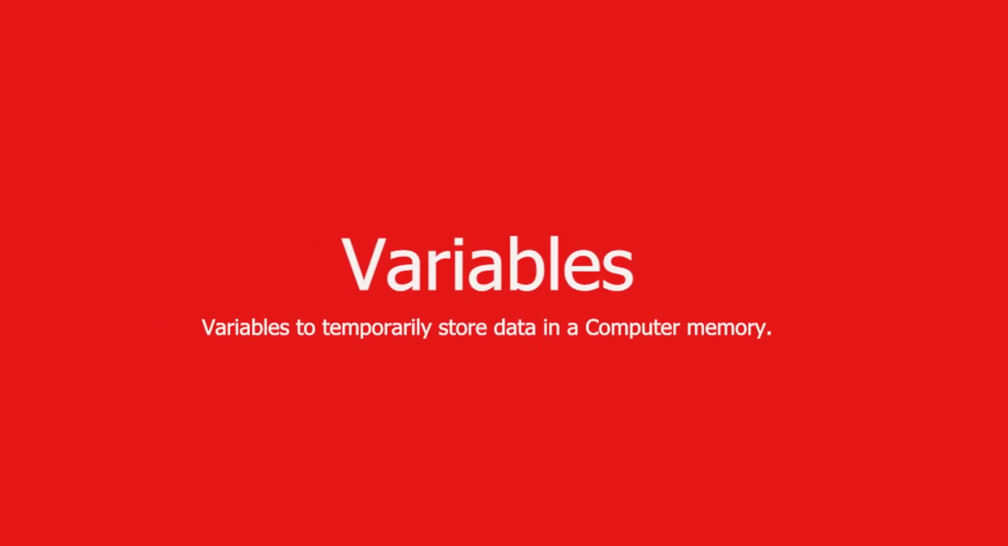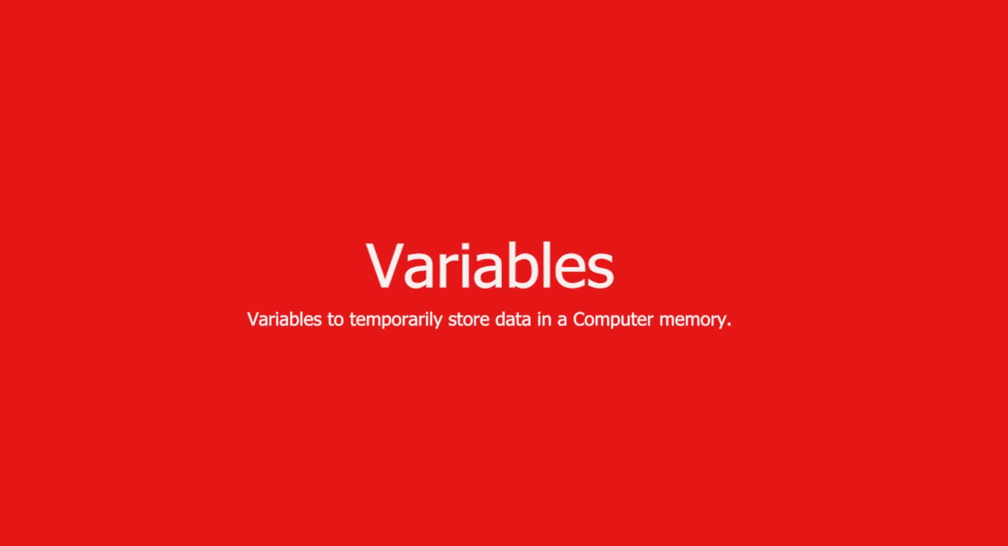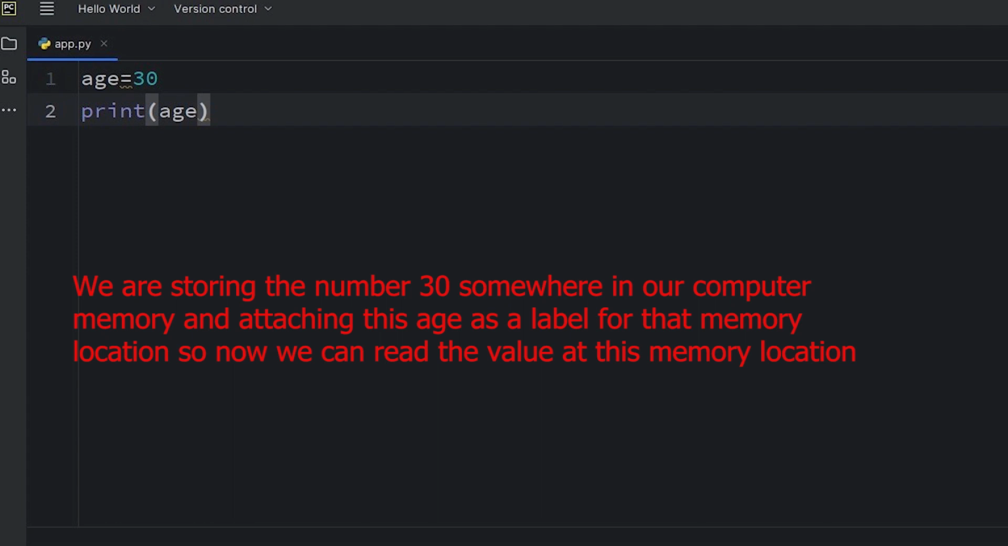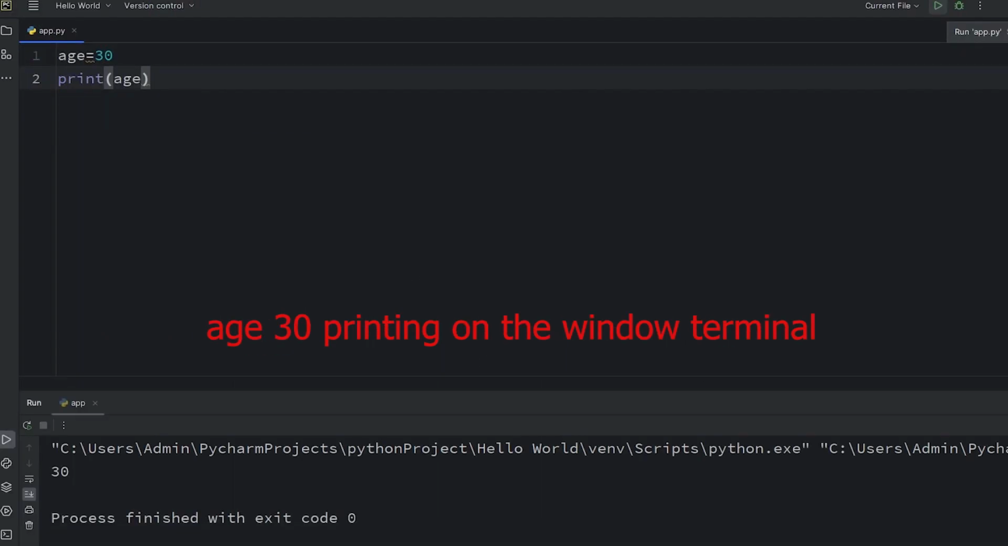Variables. We use variables to temporarily store data in computer memory. We are storing the number 30 somewhere in our computer memory and attaching this age as a label for that memory location. So now we can read the value at this memory location. Age, 30, printing on the terminal window.